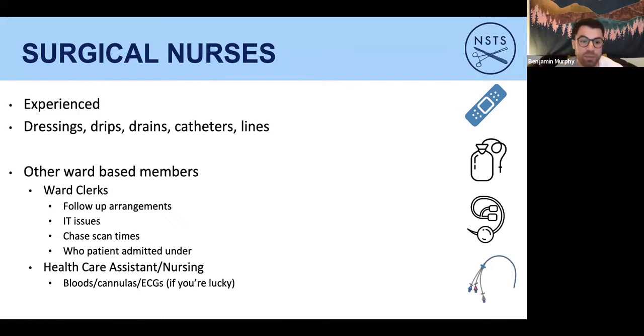And if you're clerking who patients come in under, which consultant, under which specialty, where the rotas are, they're just brilliant. And then equally as helpful, if you can find someone to do it, would be healthcare assistants or nursing staff for things like bloods, cannulas, or ECGs. But that's only if you can find someone that will do that for you. Often they claim that they've not had the training.